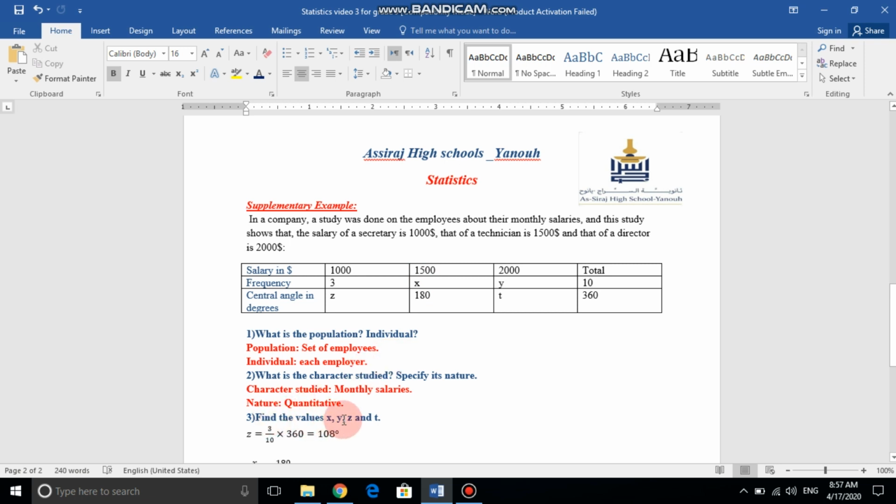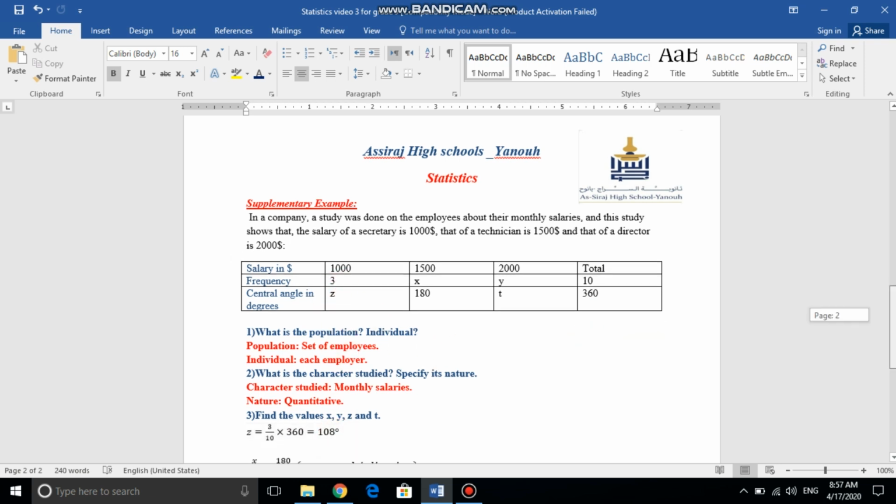Find the values of x, y, z and t. Let's start with the first value z, which represents the central angle in degrees for the first salary. To calculate the central angle, it's equal to the frequency 3 divided by the total 10 multiplied by 360. So you will get 108 degrees. So the value of z equals 108.